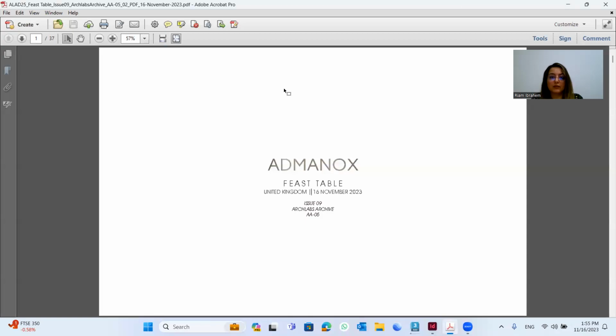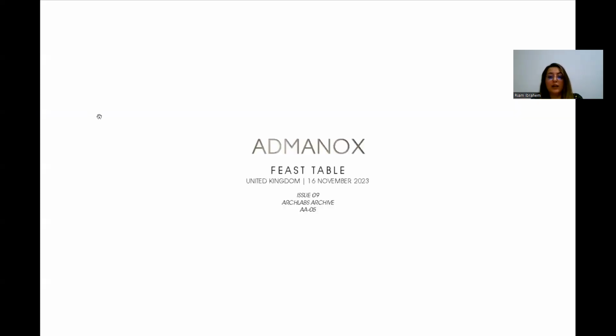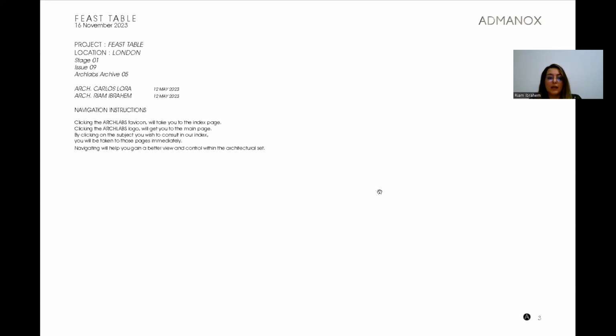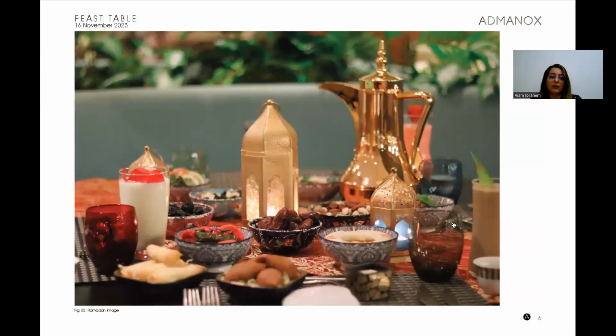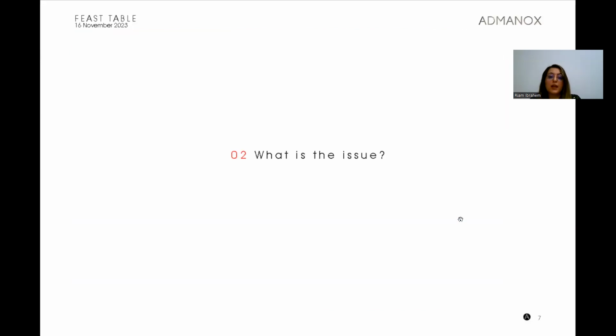Hi everyone. Today I'm going to present the Admanox project, the feast table, for today's Archlabs Archive 5, and today's date is the 16th of November. As you know, this project started based on the idea of eating and gathering around food during events, during special faith festivals and similar events.